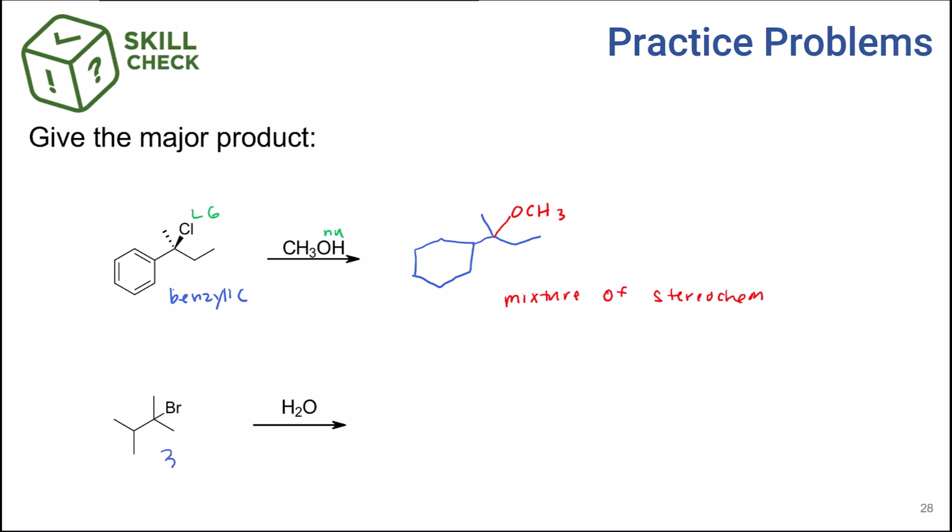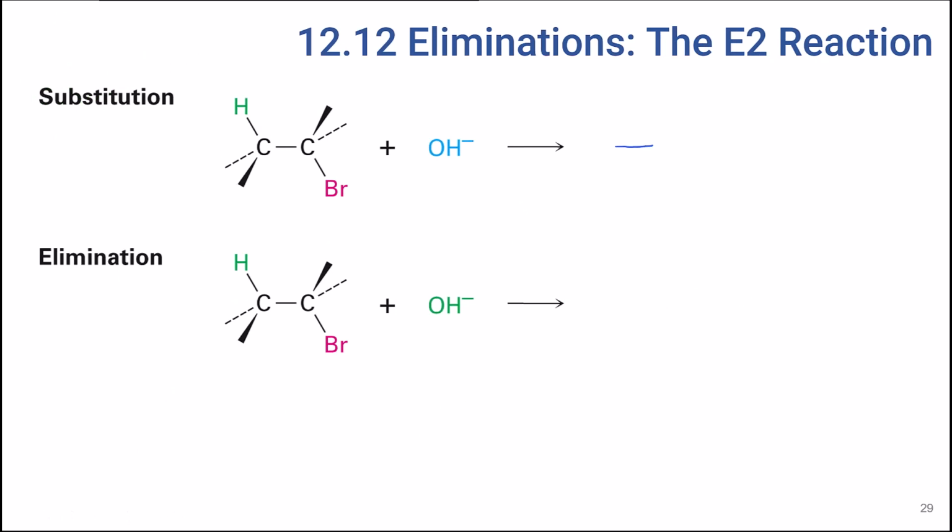All right, here is a tertiary alkyl halide. The Br is going to get swapped out with my nucleophile. So I'm going to get left with an alcohol. So we've seen the substitution reaction. Now we're going to look at the elimination reaction, which will give us an alkene.